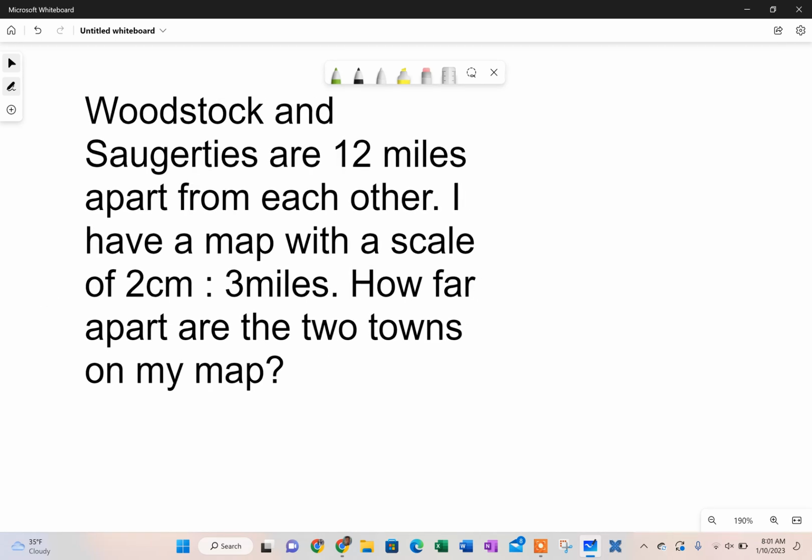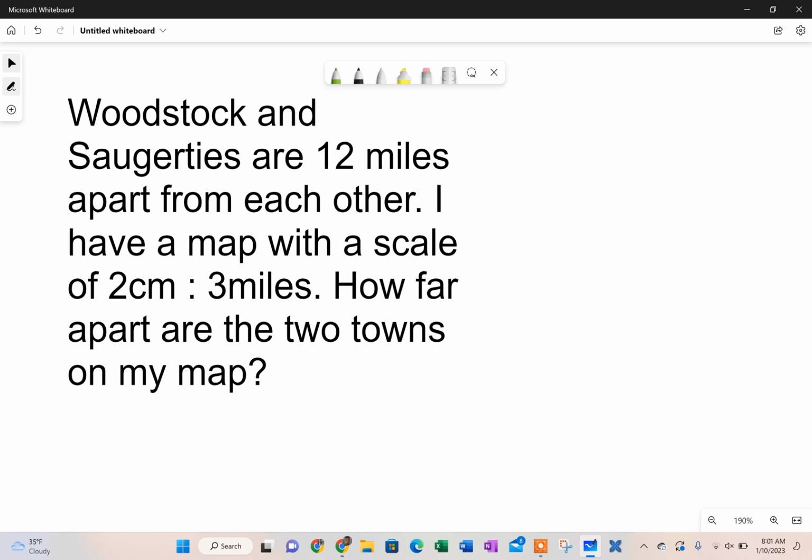So here's the key deal. The key here is this: you need to write two fractions. And so the first thing I'm going to do is take a look at what I have. I have 12 miles. I have a scale of 2 centimeters to 3 miles. This is how far apart the two towns are on my map.